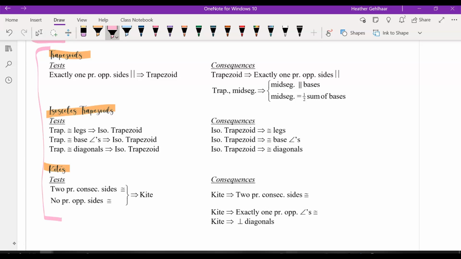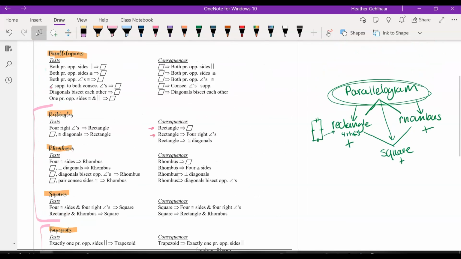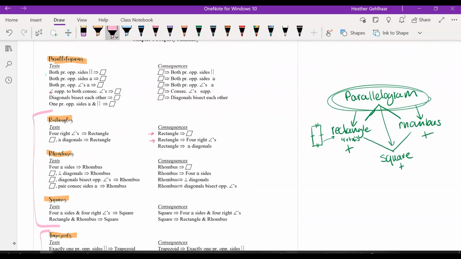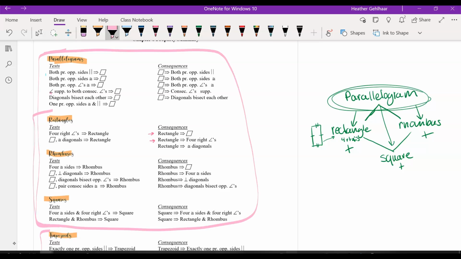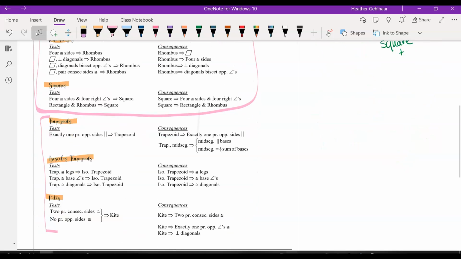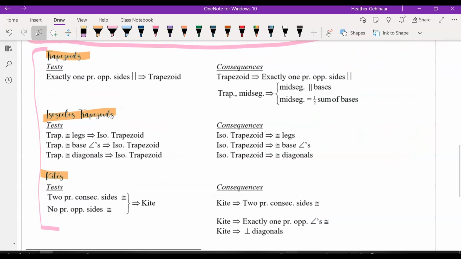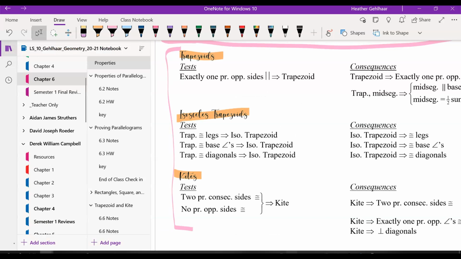They are all four-sided shapes, but they are not in the family of parallelograms. Parallelograms are rectangles, rhombuses, and squares. However, a trapezoid, isosceles trapezoid, and kite are not parallelograms, which we will learn. So let's jump into this.